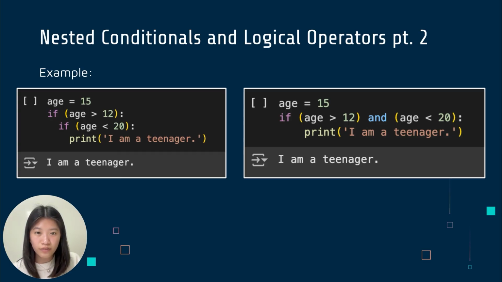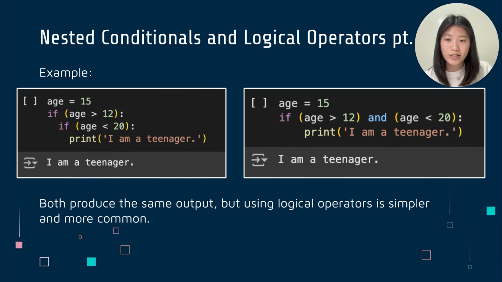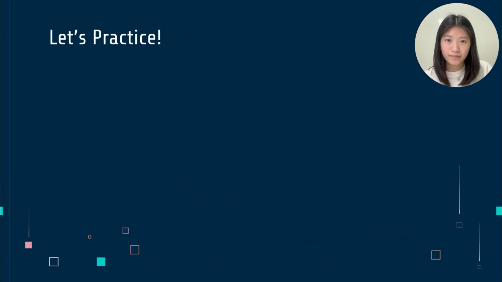So age is equal to 15, and we can write this using the logical operator and. So we'll write if age is greater than 12 and age is less than 20, and it'll print I am a teenager. And when we run this, it'll print I am a teenager because both conditions must evaluate to true, and since 15 is greater than 12 and 15 is less than 20, this logical operator statement will evaluate to true. So just as a recap, both of these code chunks will produce the same output, but using logical operators is simpler and more common.